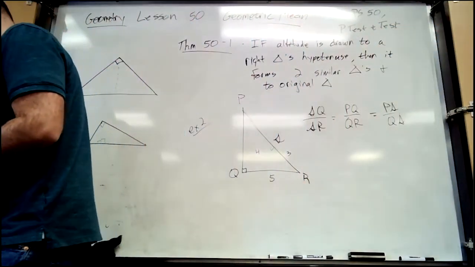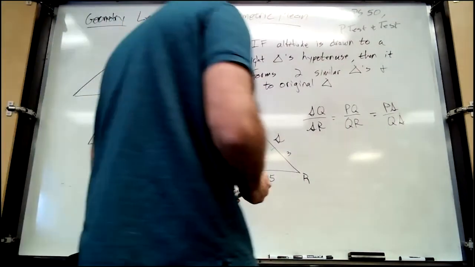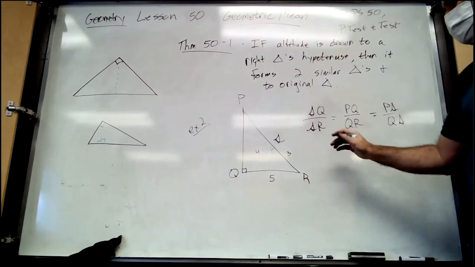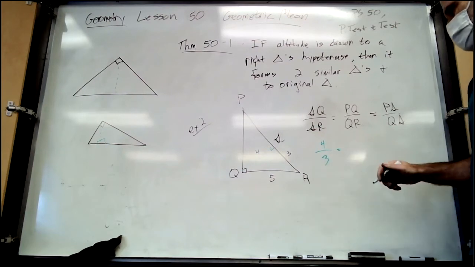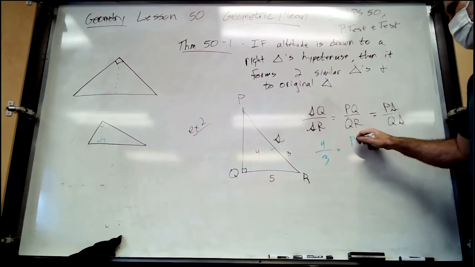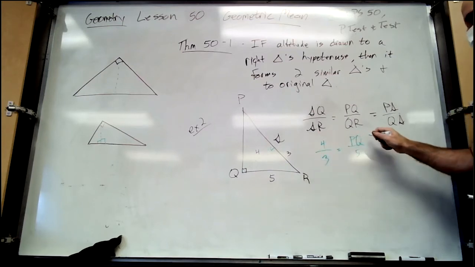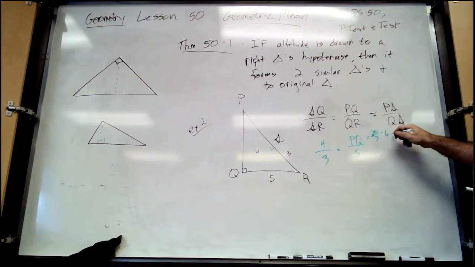Okay, so you can find the rest of them. We do know what these guys are. We do know that SQ is 4. So 4 is to SR, which is 3, as PQ is to QR. Well, QR we already know is 5. So PQ is to 5. Okay, so let's see, how do you figure out what PQ is? Fish method, yeah. 20 divided by 3, which is 20 thirds, or 6.6 repeating.